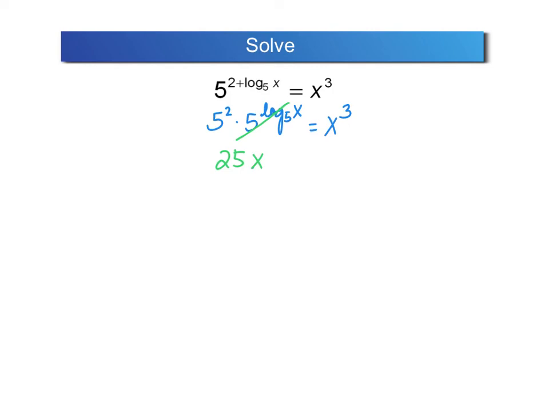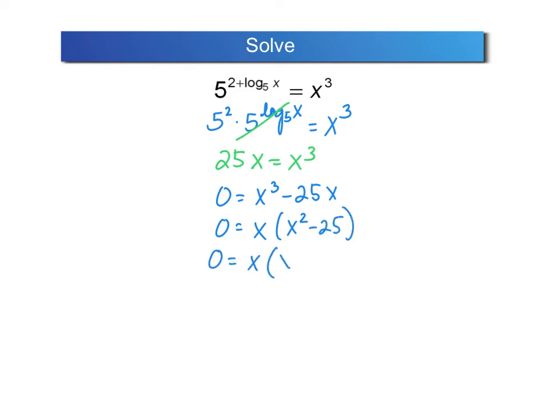The x comes out. That's equal to x cubed. Now I can solve for x by setting this equal to 0. 0 equals x cubed minus 25x. I'm going to factor that, factor out an x. Now x squared minus 25 factors. So I end up with x equals 0, 5, or negative 5.